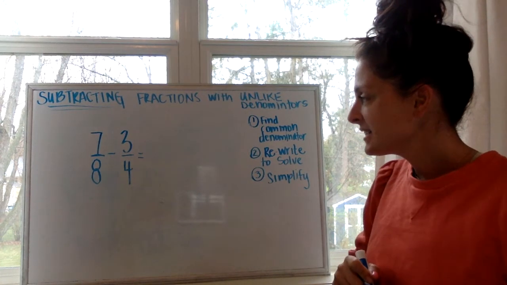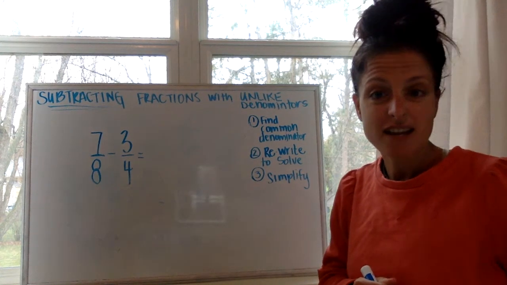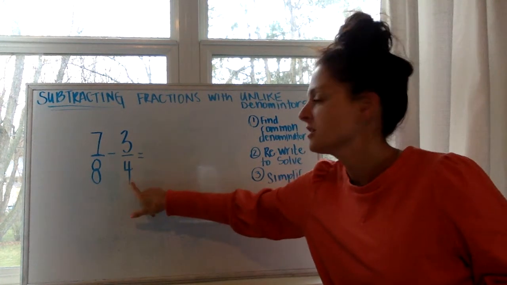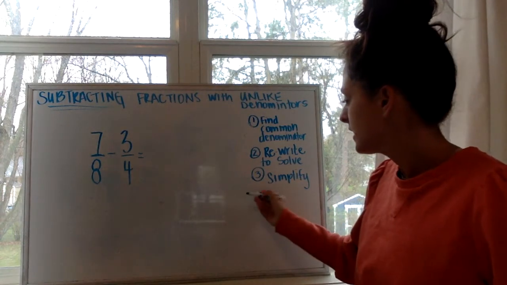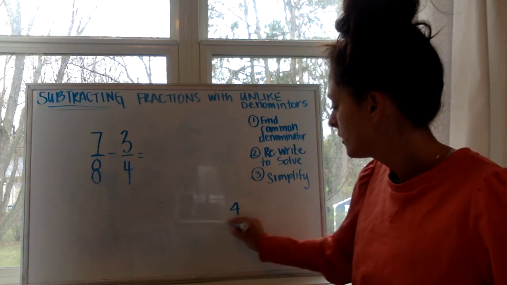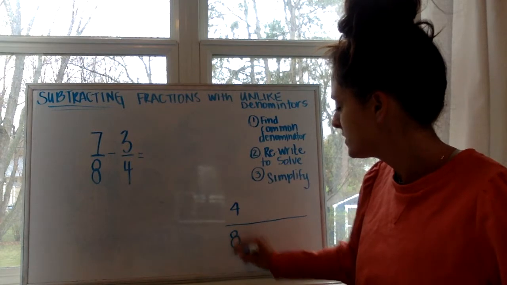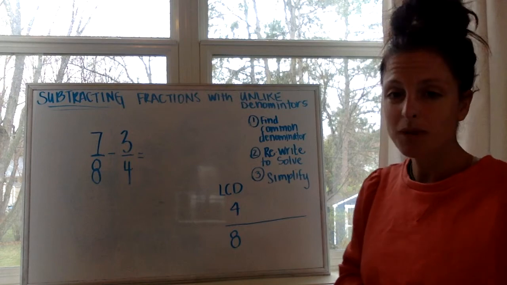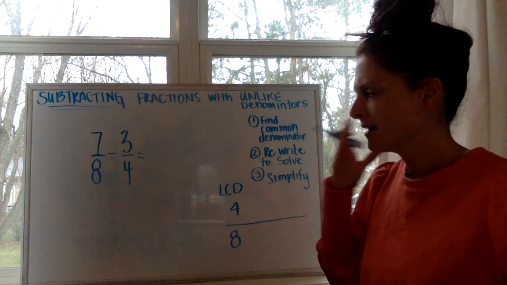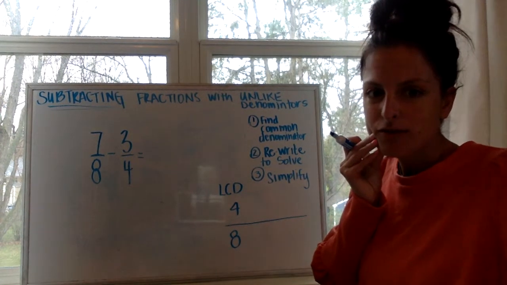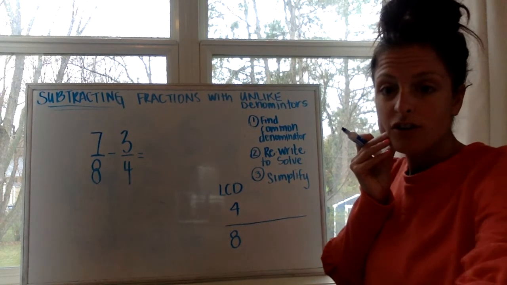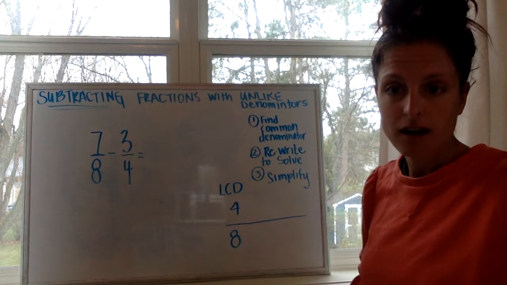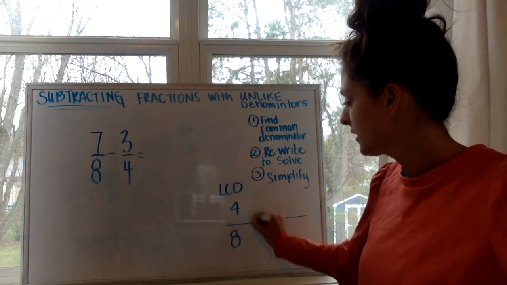So, we're going to take a look at our first problem. We have 7/8 minus 3/4. I notice that my denominators are different, so I'm going to see if I can find my least common denominator. Some of you might right away be able to look at it and see that I could do something to that 4 to make it 8. If you're not quite sure, you can count by 4s and 8s to find a common denominator. I'm going to count by 8s first.